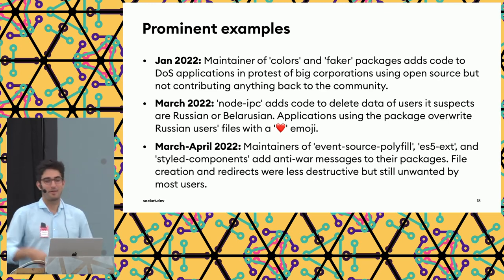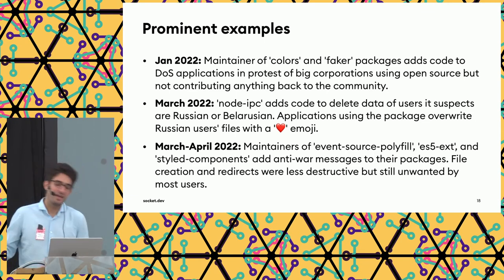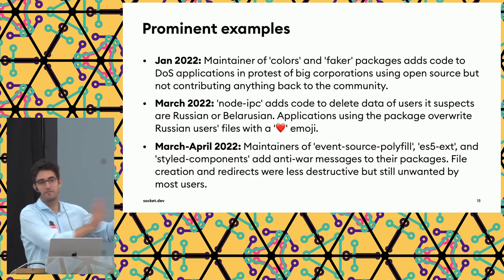So it was like a protest for the war. Obviously, people use VPNs. There's all kinds of ways the IP address could be misdetected and innocent people could be affected. So this was a very clear, cross the line of this is clearly malware.